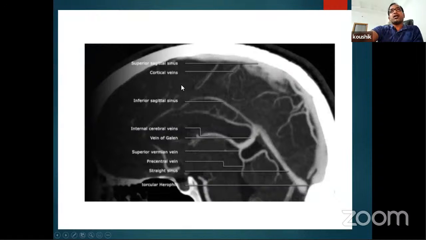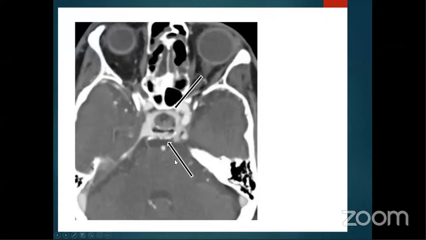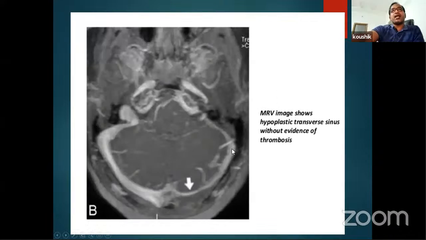Here is a CT venogram showing the superior sagittal sinus, inferior sagittal sinus, and internal cerebral vein. This is the internal cerebral vein. This inferior sagittal sinus and the internal cerebral vein join to form the straight sinus. And the junction between this straight sinus and the bilateral superior sagittal sinus and transverse sinus is the torcula. Here we can see bilateral transverse sinuses, right, and this is the left. In this one the transverse sinus is hypoplastic.